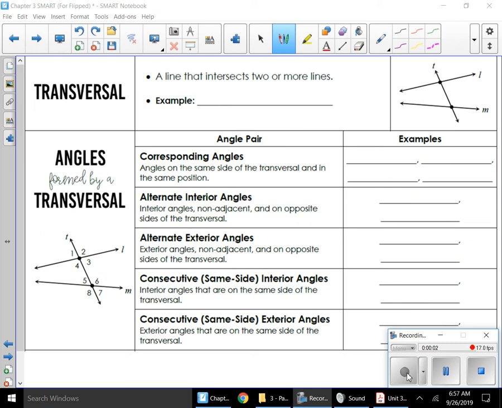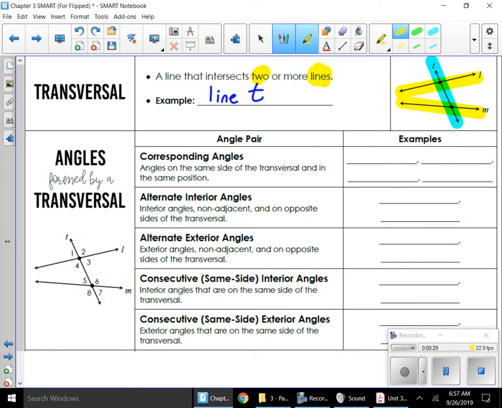Another slice of vocab that shows up in this section is the word transversal. A transversal is a line that intersects two or more lines. So we look at this diagram on the right. T is a transversal. Line T is a transversal because it intersects lines L and M. Those are my two lines that are being intersected.